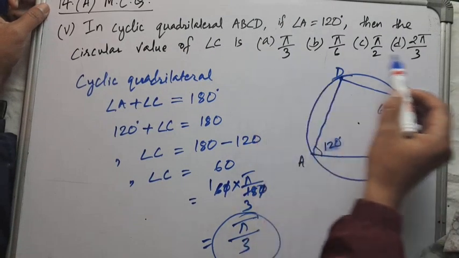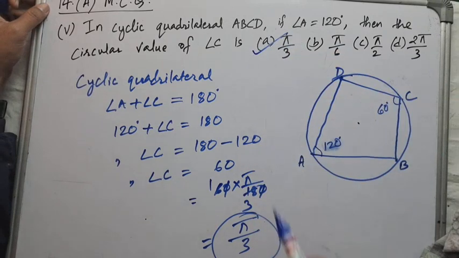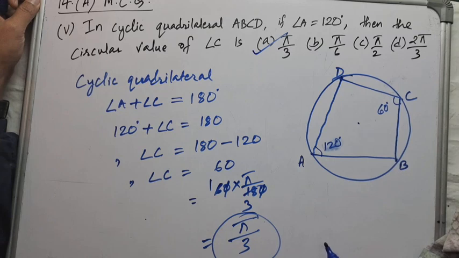So among these four options, pi by 3 is option A, isn't it? So option A is the correct one. So we have completed MCQ question number 14A. Okay, now let us do B part of question number 14.